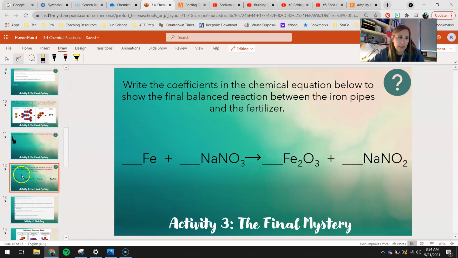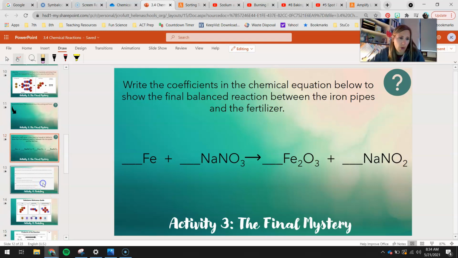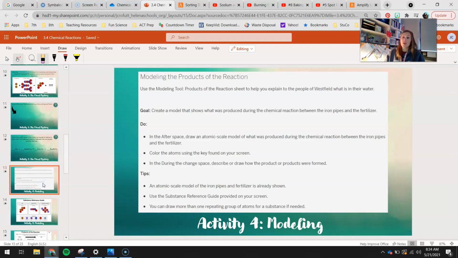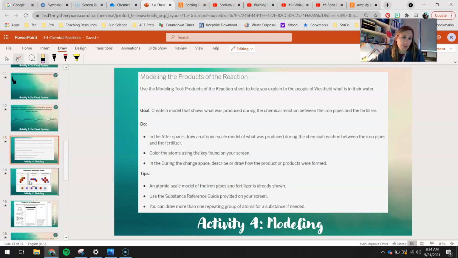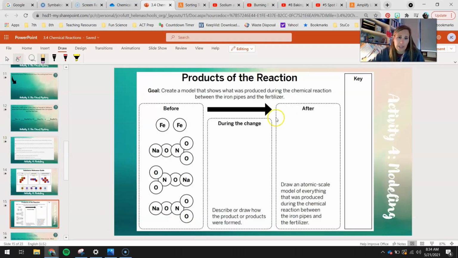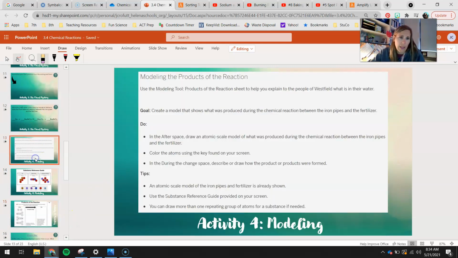All right, welcome back. Let's go ahead and take a stab at activity 4. You guys will be doing modeling similar to what you did a couple lessons ago as well. I think that was also 2.3 and 2.4. Okay, so you guys will be using the modeling tool on slide 15. I'll show you that really quick first. Okay, at this point, again, your laptop should be facing forward. So you can see the before box is already done for you, and they did a little atomic scale model there. Okay, so use the modeling tool, products of the reactant sheet, to help you explain to the people in Westfield what is in their water.